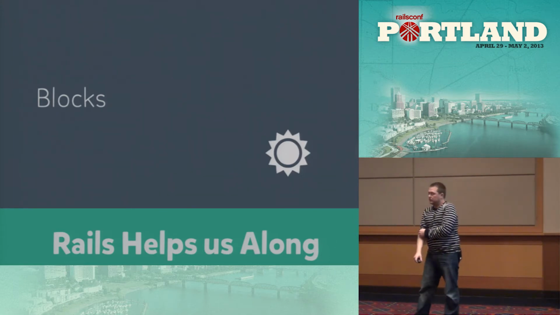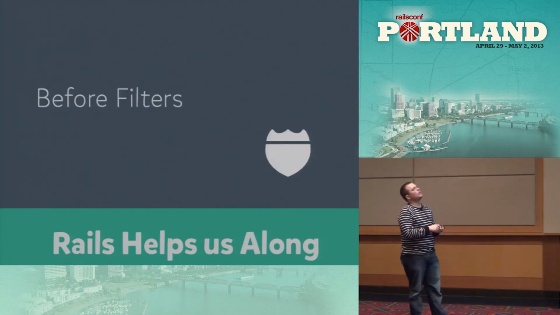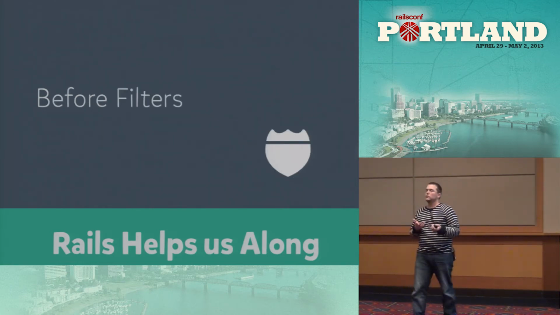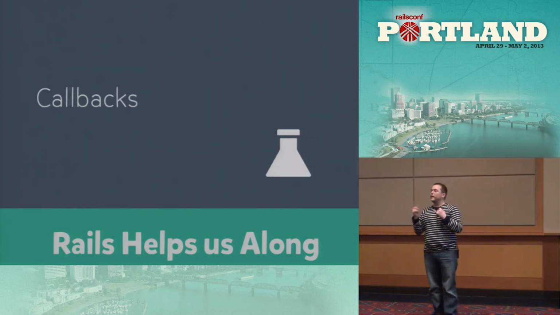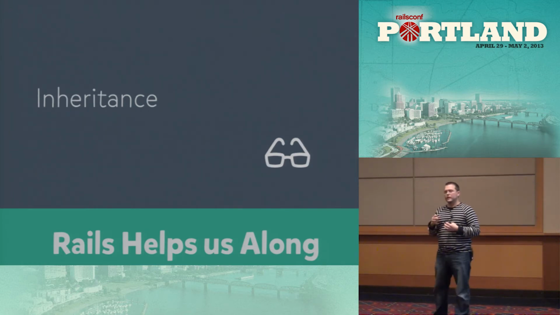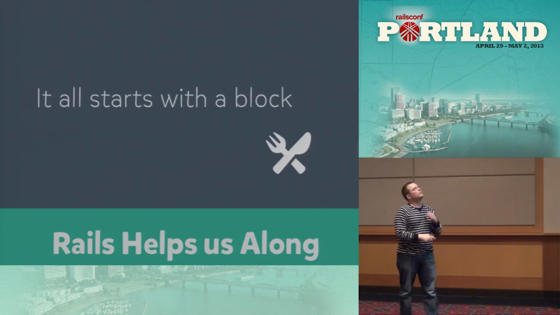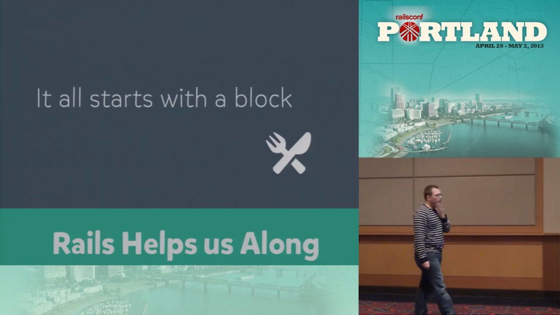A couple of different ways that Rails helps us along that we're going to cover here are blocks, before filters in controllers, callbacks in models, and inheritance. We're going to look at inheritance specifically in a controller, but that really does help with the power that you can have. But it all starts with the block.